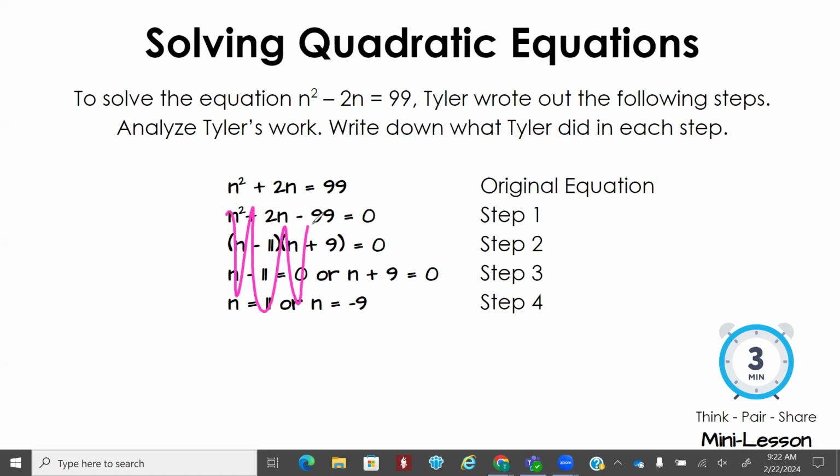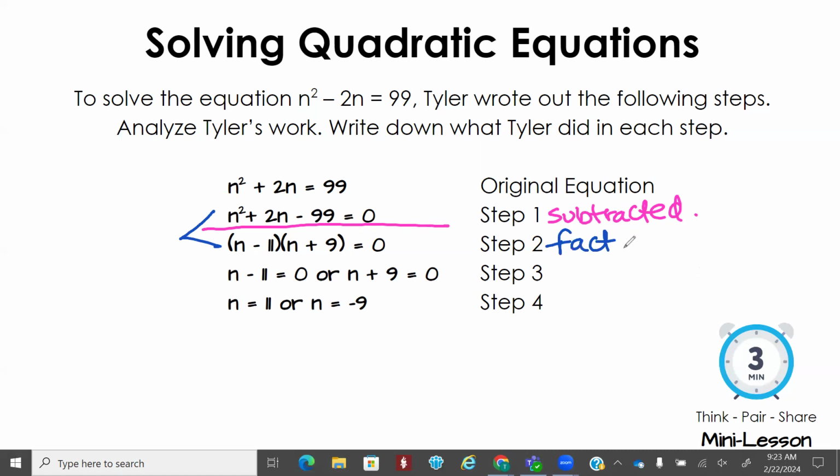So just look at this step and then look at the one below it. Right here, what happened? We had a 99 here, and then 99 went over here. What did he do? He turned it to a negative, so he subtracted, right? From here to here, what did he do? He went from standard to intercept form. What is that called? Factoring. So he factored.